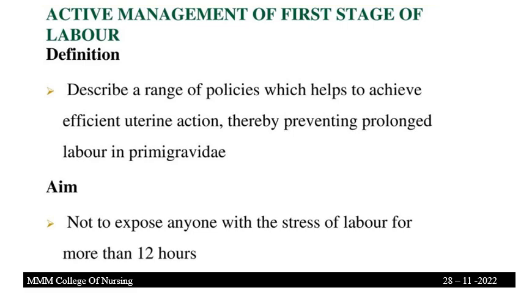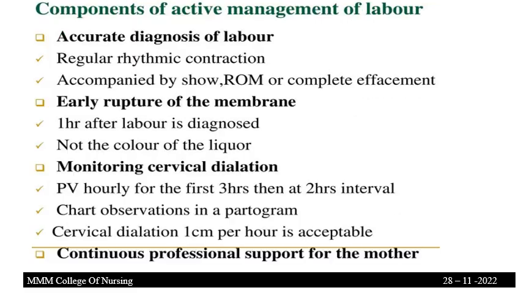So next comes the active management of the first stage of labor. Here the definition is: it describes a range of policies which help to achieve effective uterine contraction, thereby preventing prolonged labor and primary gravity. Active management means we are interfering throughout the first stage of labor to make it fast, to quicken the first stage of labor. Okay, the aim is not to expose anyone to the stress of labor for more than 12 hours. It means we are reducing the duration of the first stage of labor.